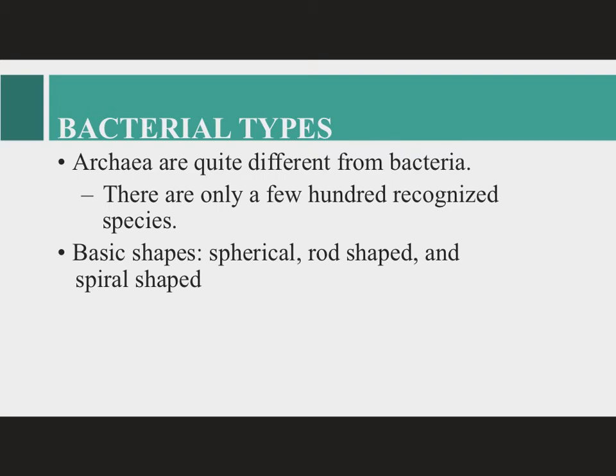It shows you some different shapes of the bacteria on that page if you get a chance to take a look at that on page 122. Archaebacteria live in small groups and only a few hundred recognized species. All right. We talk about the shape here: the spherical, rod shape, and spiral shape. Those are the three basic shapes of the archaea.